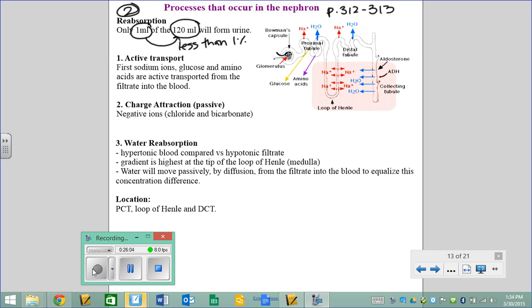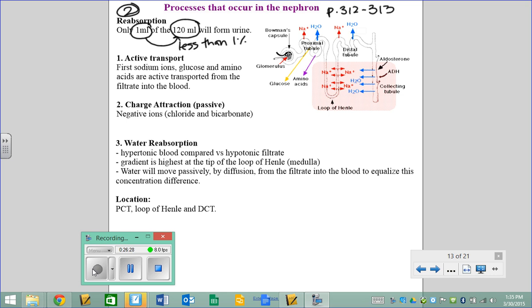less than 1%. It's a decimal number. We're not going to get too hung up on the details here, but it's less than 1%. And this is what should be happening normally. Most of the time, your blood gets filtered, and then your blood takes back all of the things that it would like to keep. So how does this reabsorption happen?